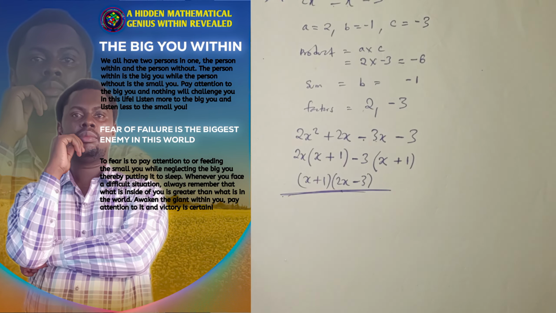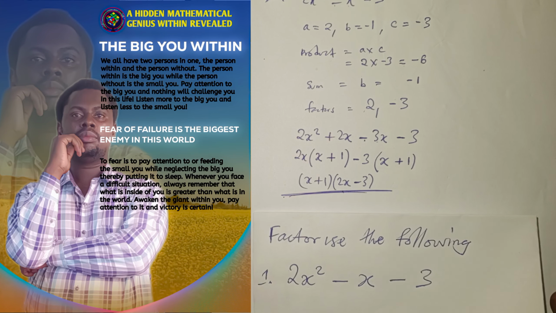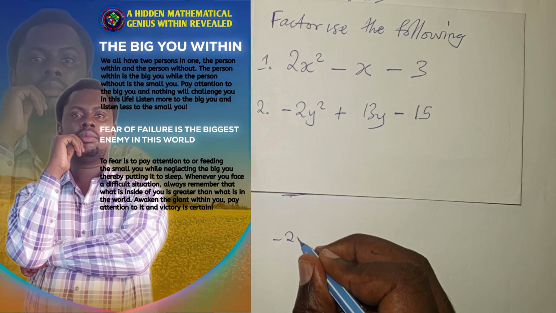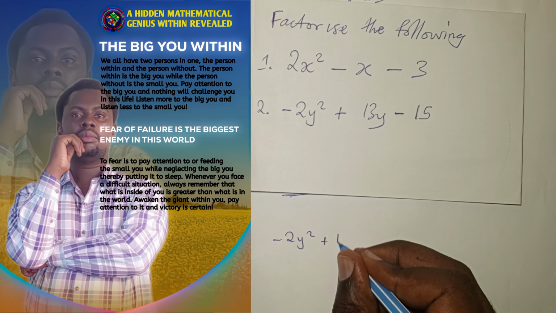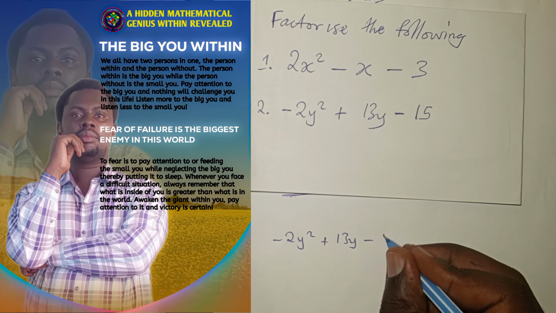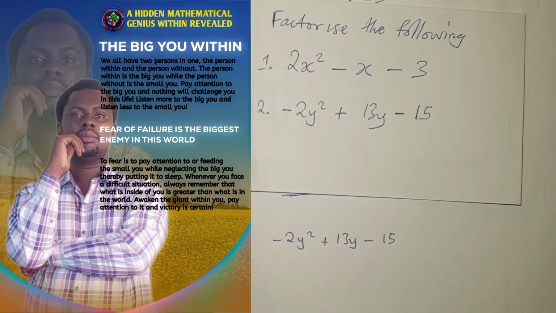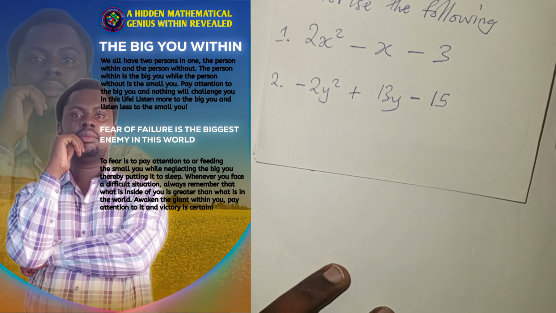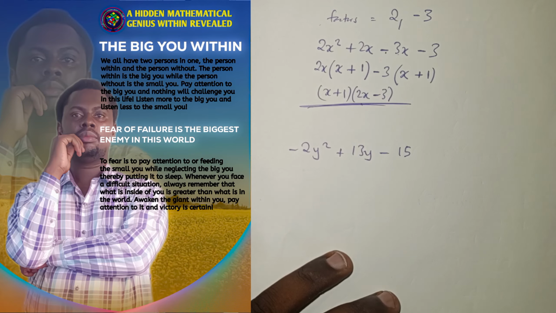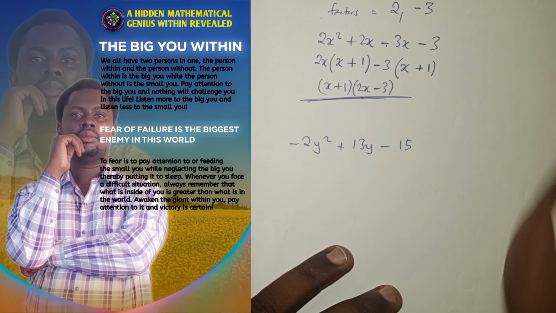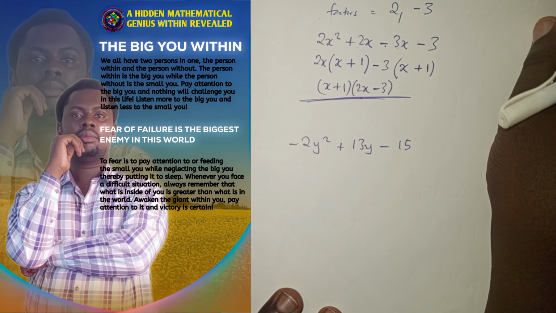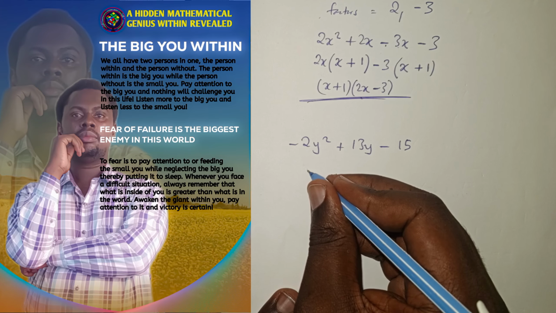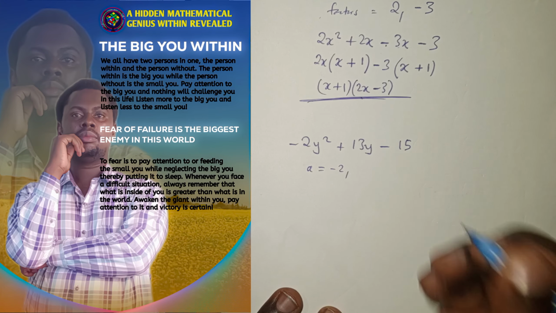Then the second one. The second one is -2y squared plus 13y minus 15. So it's the same steps. You start with determining the values of a, b, and c. So a is the coefficient of y squared, and the coefficient of y squared there is -2. So a is equal to -2.